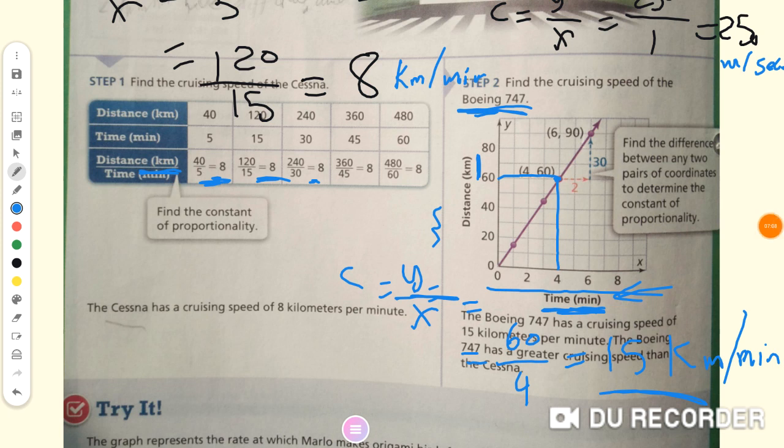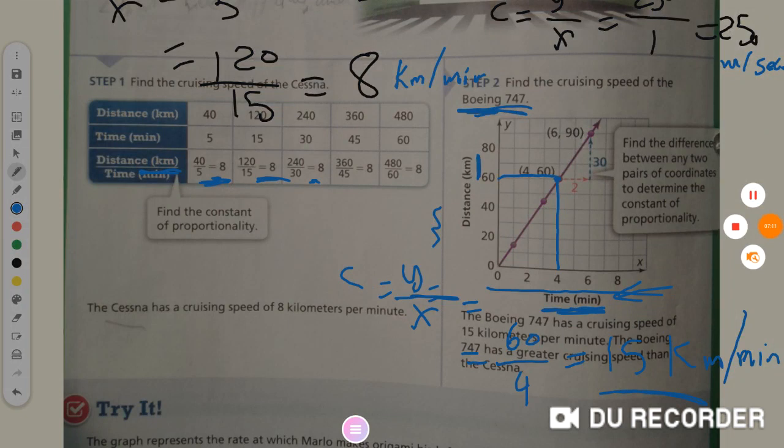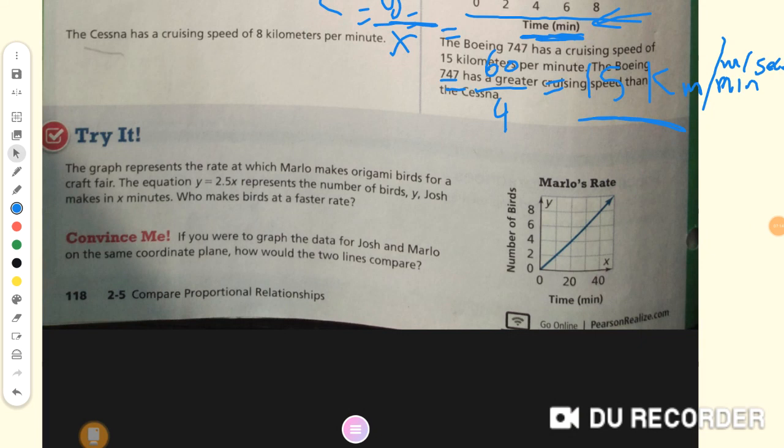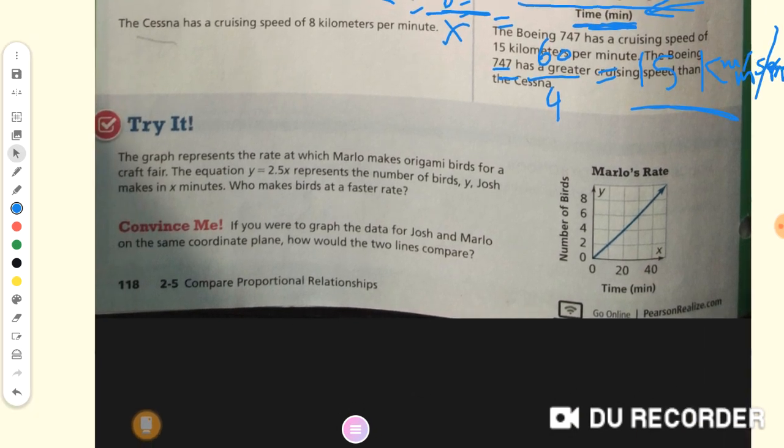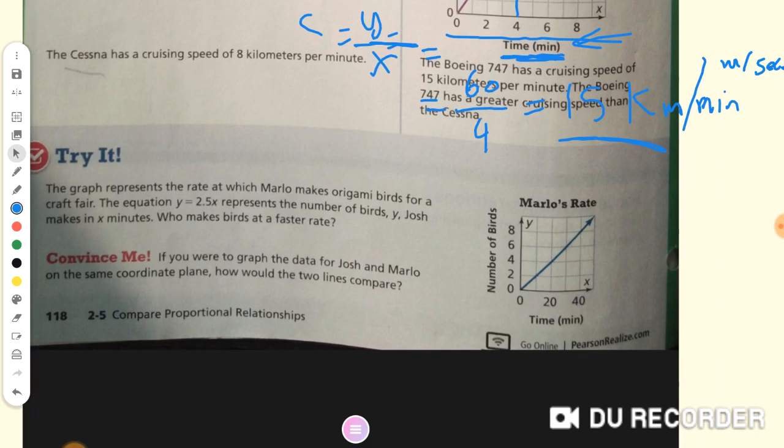Okay, let's take another example. In this example, the right one, we want to compare proportional relations in the shape of the equation y equals mx. M here is the constant of proportionality. So the constant of proportionality, y over x, equals 2.5. So the constant rate here is 2.5.